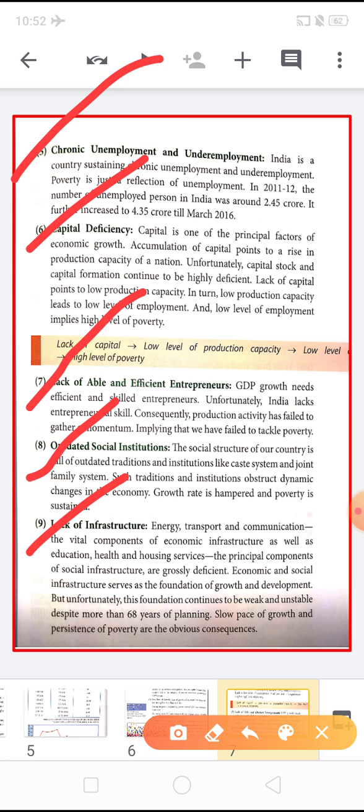Then we have outdated social institutions. The social structure of a country consists of outdated traditions and institutions like the caste system and the joint Hindu family system. Such traditions and institutions obstruct the dynamic changes in the economy. So the growth rate is hampered and poverty is sustained.